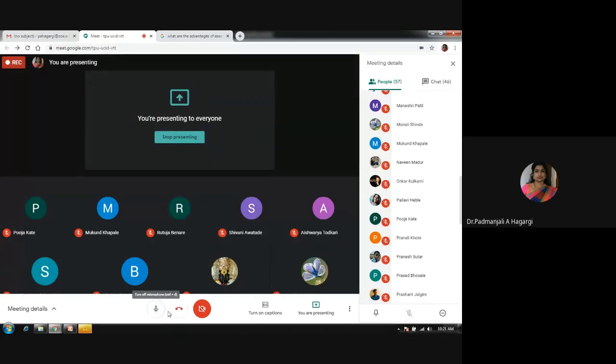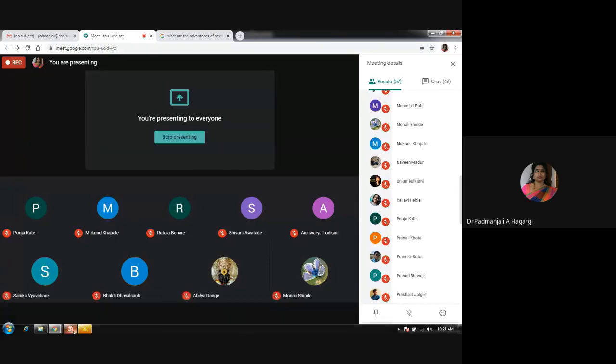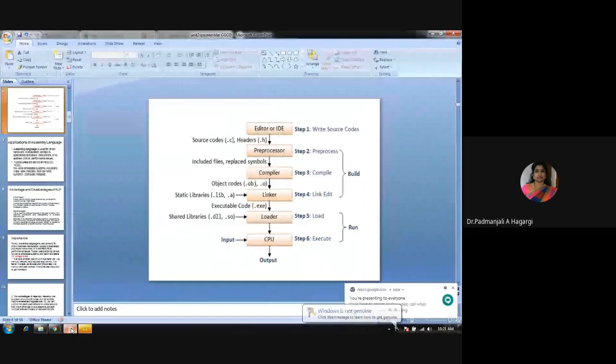So here we are talking about the assemblers. Now let me brief why assemblers are important. They are very important because every language should be processed in zeros and ones. So the assembler is the one which converts into zeros and ones.